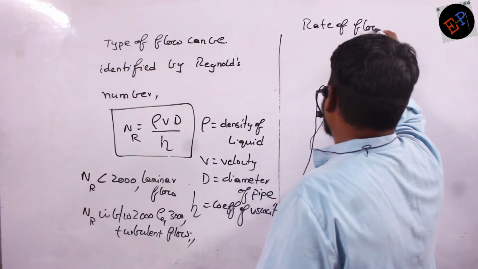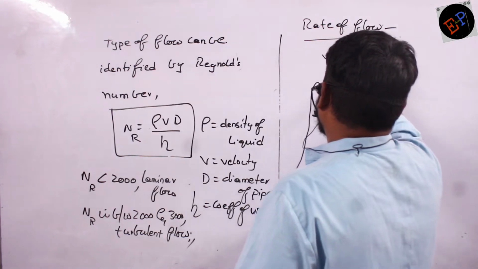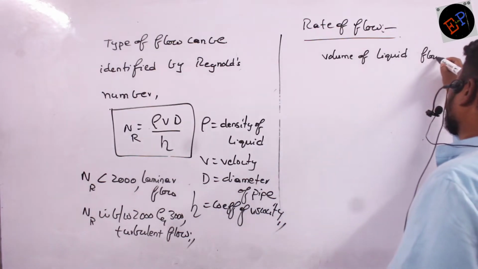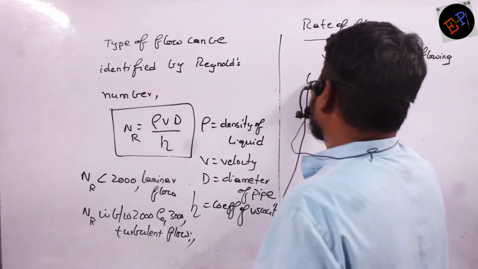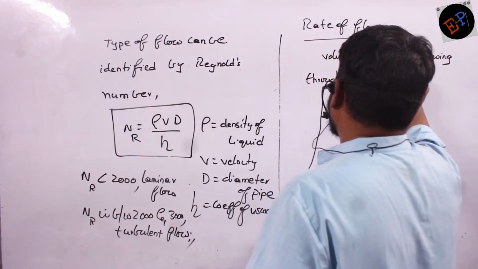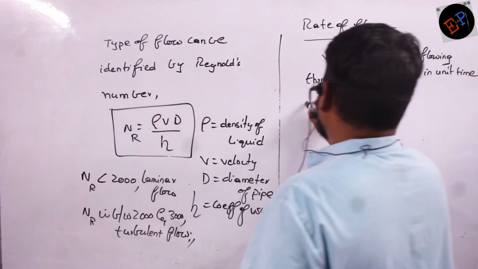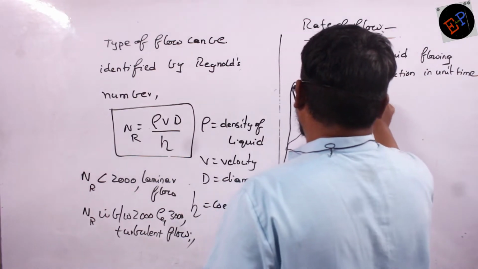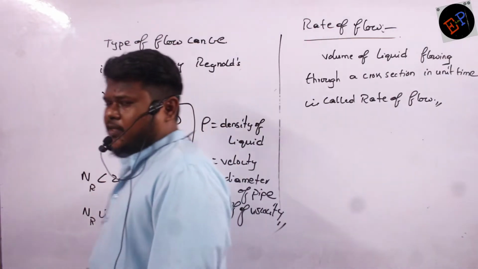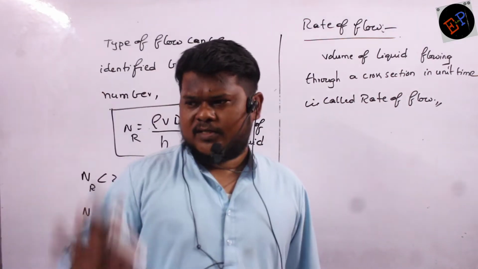So keep the next concept: rate of flow. The volume of liquid or fluid flowing through a cross section in unit time is called rate of flow. So it means how much quantity of liquid is flowing through a pipe in 1 second. That is called rate of flow.